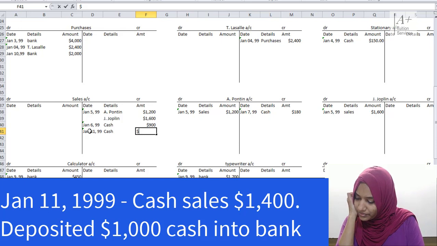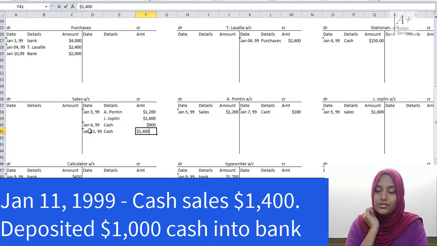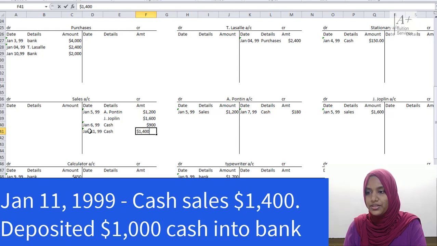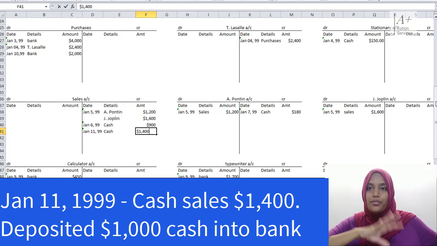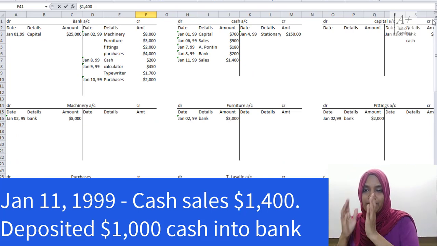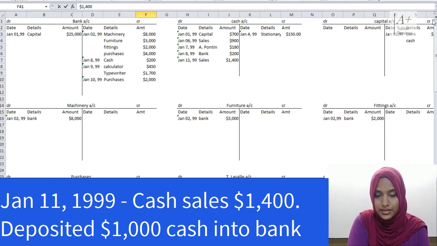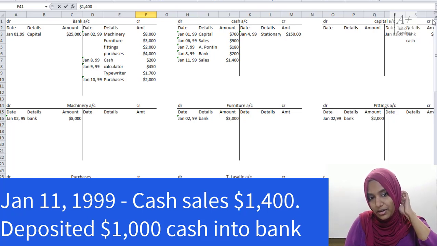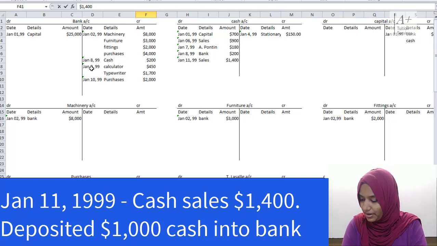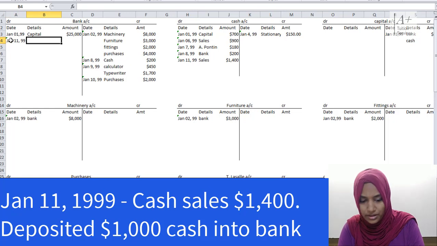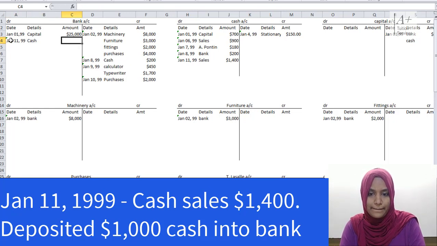Okay, so now we have the next part of the transaction where he deposited $1,000 cash in bank. So the two accounts we're using, just like when we withdrew cash from the bank and put it into the cash account, this is the opposite. We're taking our cash from the cash account and putting it into the bank. Okay, so in this case, the bank account will be debited. So we go in January 11th, 99. We have cash, and he is depositing $1,000 into the bank, right? And now we're going across to the cash account, January 11, 99. We have bank, and they took $1,000 from the cash account to deposit into the bank account.